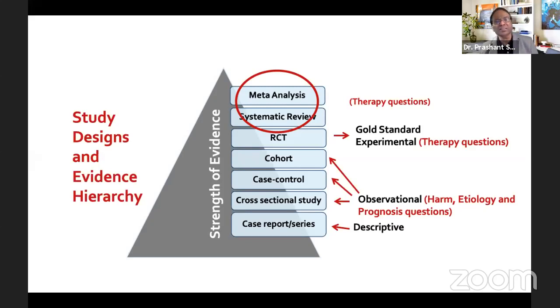Now, meta-analysis and systematic review do not fall in the category of study design itself, because these are a synthesis of multiple studies. But they provide results which are kind of an aggregate of multiple studies, and they have more statistical power compared to the randomized control trial.